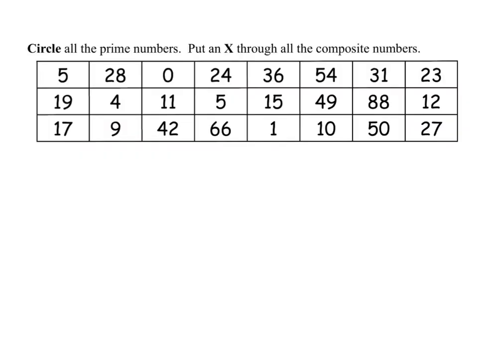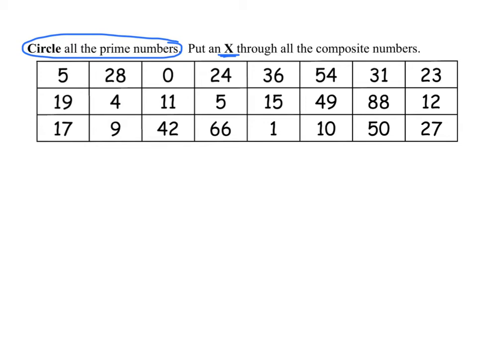So let's take a look at what we saw in our review homework right before our quiz. Here you have a whole bunch of numbers and it asks you to circle the prime numbers and put an X through all the composite numbers. So basically just sort through the list. On each number ask yourself, what could I multiply together to get that number? If you can come up with some options, it's a composite number. If the only thing you can come up with is 1 times that number, then it's a prime number.